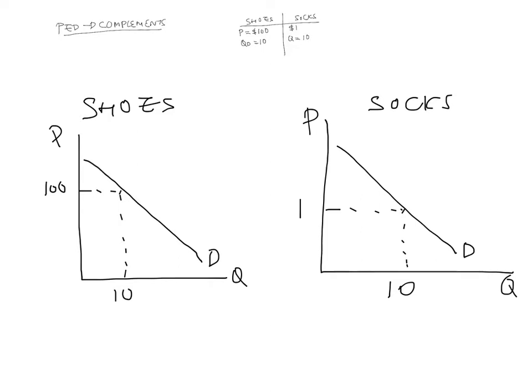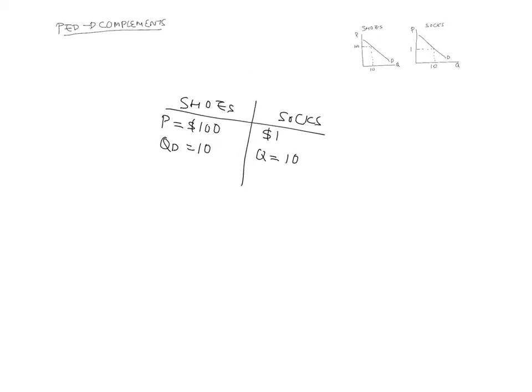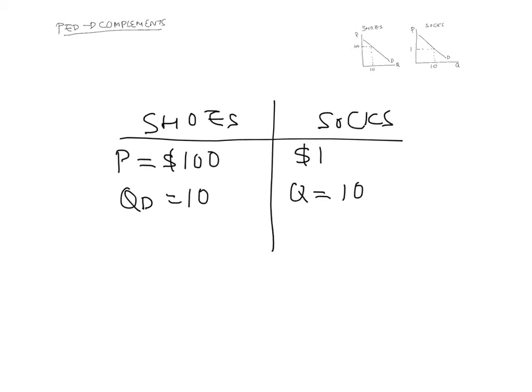Okay, this is our initial situation, and then something is going to change. We're going to change the price of shoes. Let's say the price of shoes goes up to $110. We know from the law of demand this will reduce the quantity of shoes. Now people want to buy only 8 units. Notice again the change in price is zero for socks. So this is the new situation we are in.